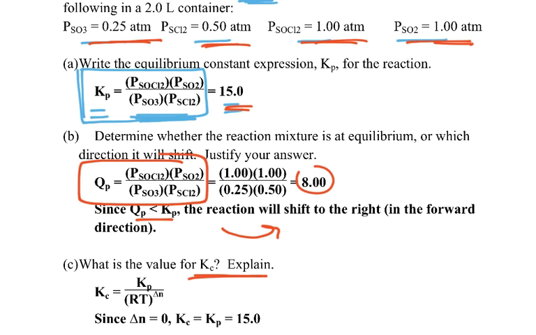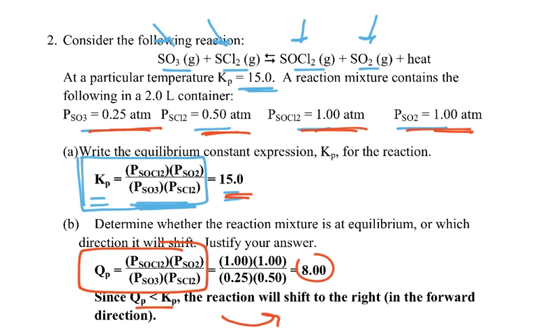Okay, what's the value for the Kc? Well, let's go back and look here. We're going to do delta N. So here's 1 mole of a gas, 1 mole of a gas. Here's 1 mole of a gas, 1 mole of a gas. So it's going to be 2 minus 2. The delta N is equal to 0. And that's a good special case.